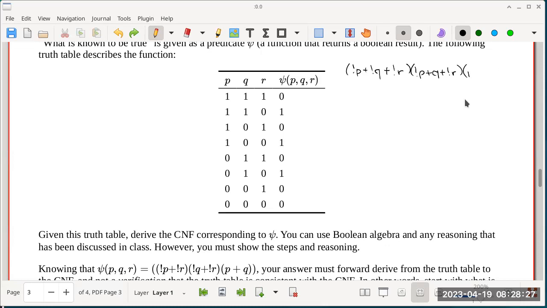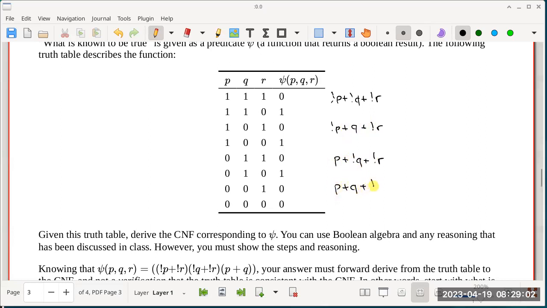And I have to make sure I don't erase more than what is in this question. Oh, okay, I'll just erase everything in this question here. I should still have enough time to finish the entire thing. So this one is not P or not Q or not R. This one is not P or Q or not R. This one here is P or not Q or not R. This one here is P or Q or not R. And then the last one is just P or Q or R.